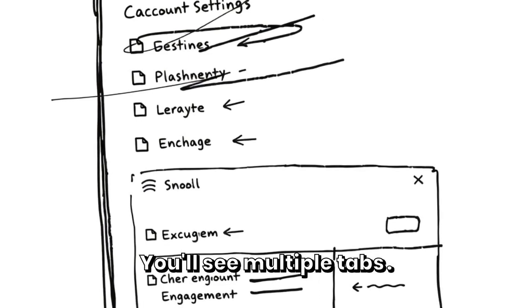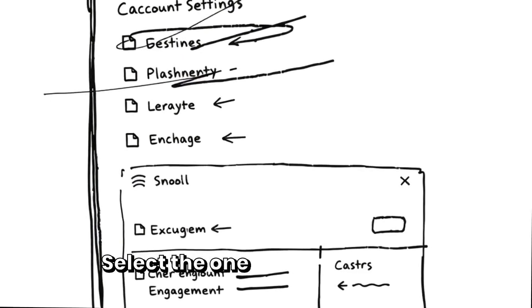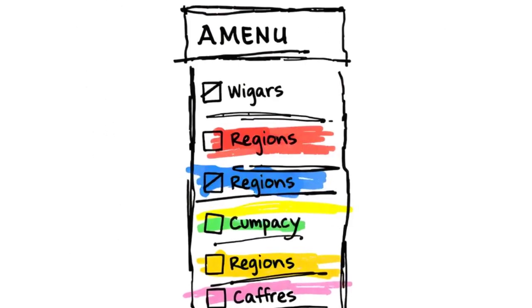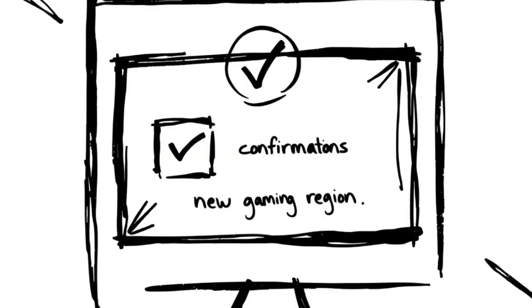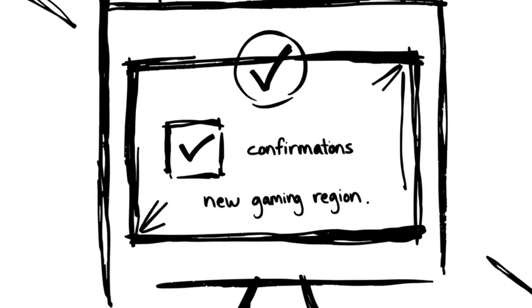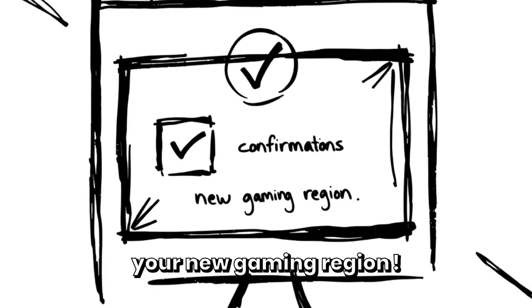You'll see multiple tabs. Select the one labeled account. Scroll down until you find the region section. Here's where the magic happens. Click on the drop-down menu and choose your desired region from the list displayed. Finally, confirm your selection. You're all set to explore your new gaming region.